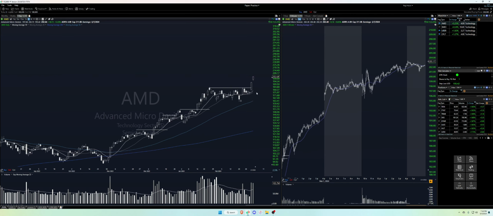And we're going to keep holding this trade until it closes below the 10 SMA. Keyword is close. It has to close under the 10 SMA.